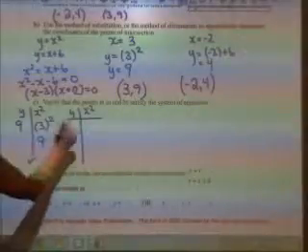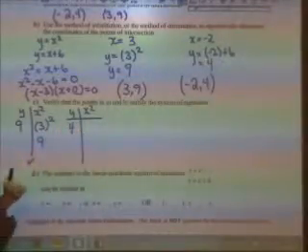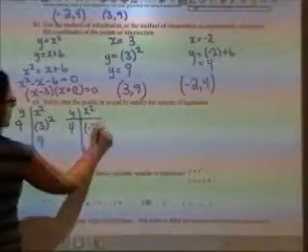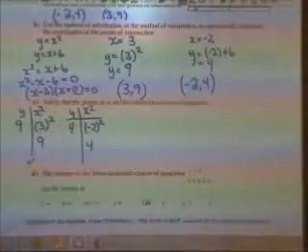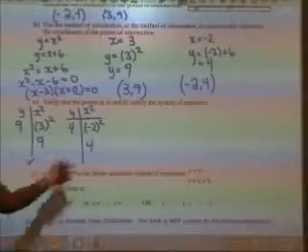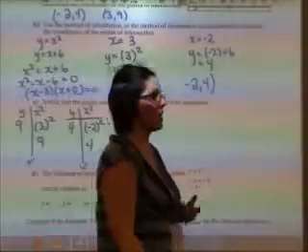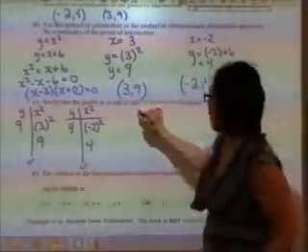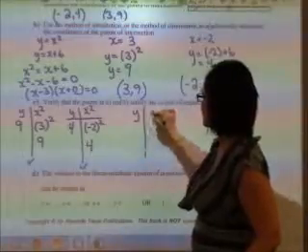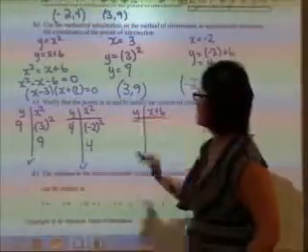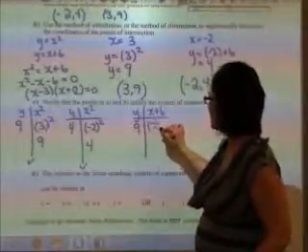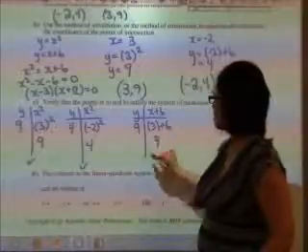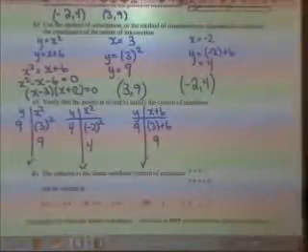If I choose the other point, I've got negative 2 and 4. So on the y side I put 4, and on the x side I've got negative 2, which when I square it, gives me a positive 4. So this is verified. If I take my other equation, y equals x plus 6. So y on one side, x plus 6 on the other. Y is equal to 9, x is equal to 3. 3 plus 6 is 9.